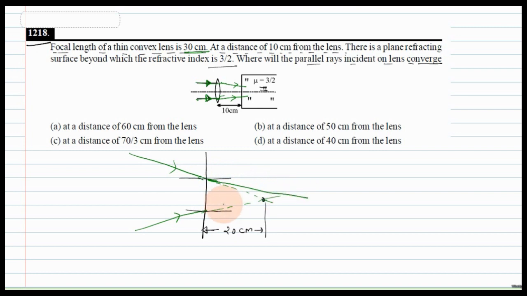Now the light rays are going to meet at some point farther away. They will meet at some point here. So how could we find this distance? We can use the concept of apparent depth. See, if this was the object, then this is the image.